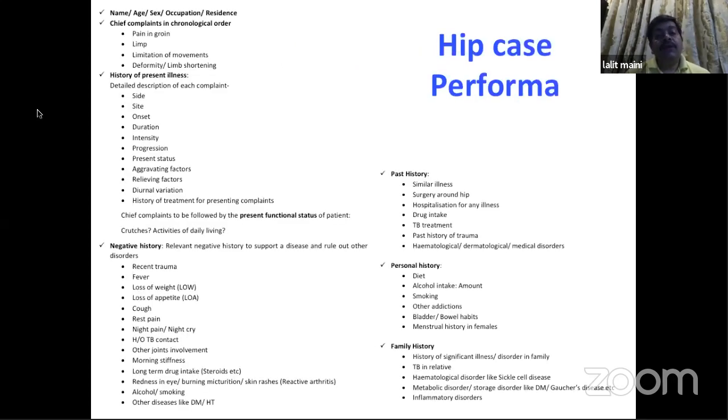One good habit could be, as we make notes whenever we go through any topic we read, most institutes have their own hip proforma. You might develop one of your own and then practice your history taking on this, so that it becomes a very, very automatic phenomenon for you when you go ahead doing it in the exam.